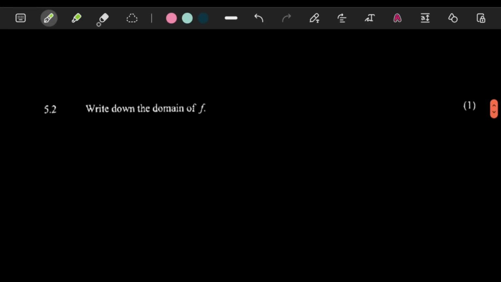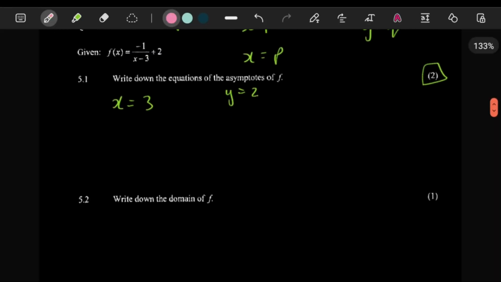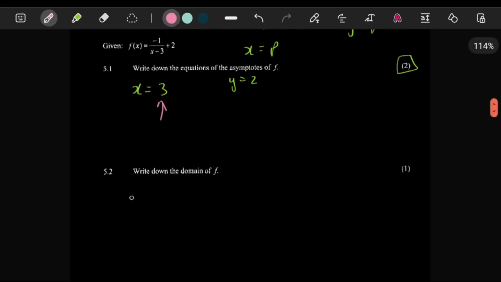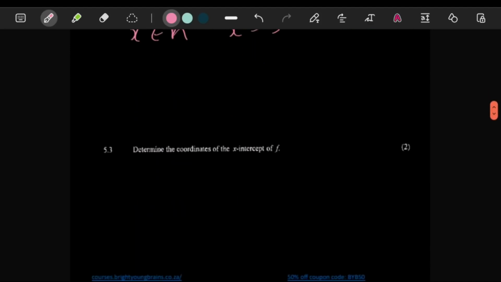Excuse me for being so extra. The domain. So for the domain, you always say x is an element of R, but x is not equal to the asymptote, because your graph can go anywhere except where x is 3. Because guess what? This is a hyperbola.